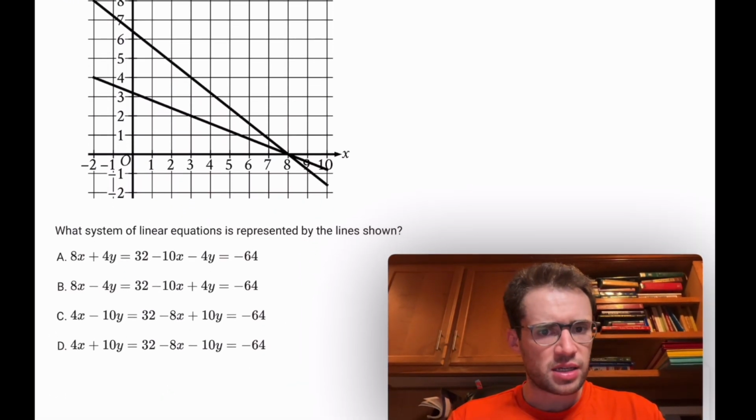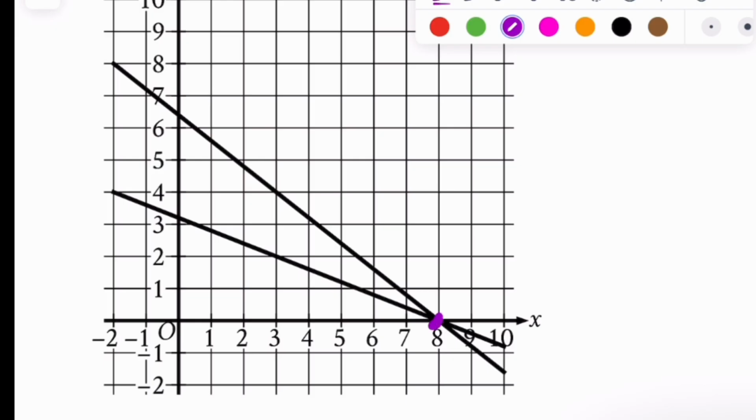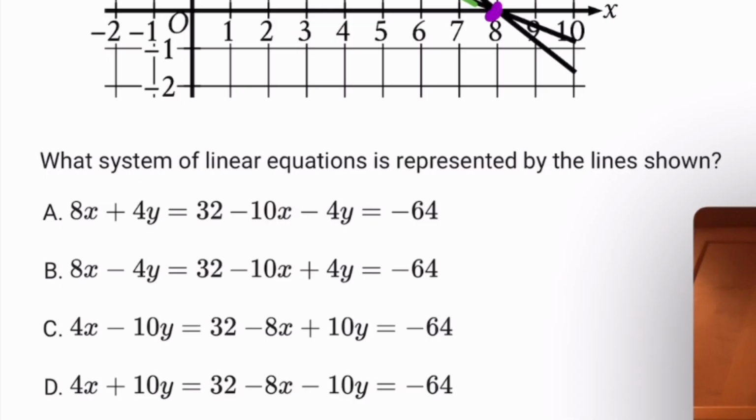And we have this system here. The two lines seem to meet at this point. That's 8 over and 0 up. One of them has a steeper slope, so it's going down faster. They're both negative slope. This one has a slightly flatter slope. So what system of linear equations is represented by the lines shown?